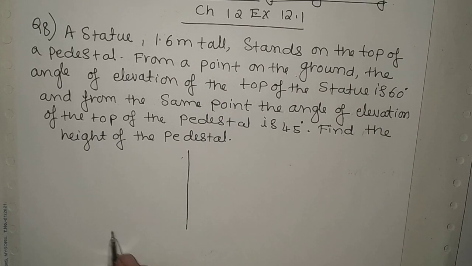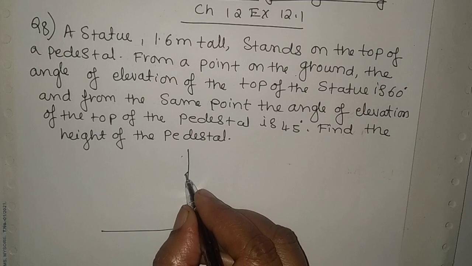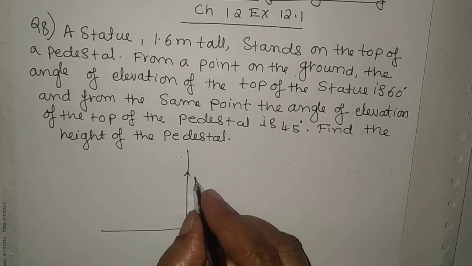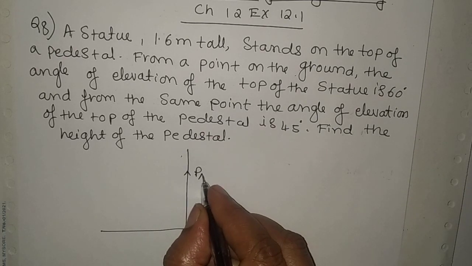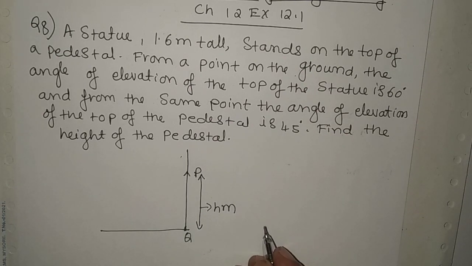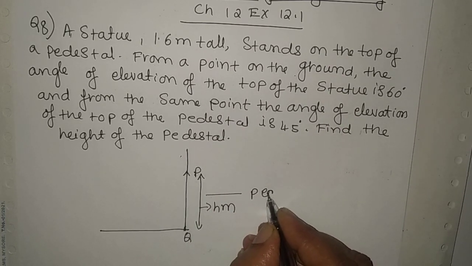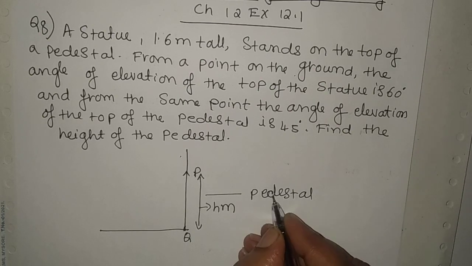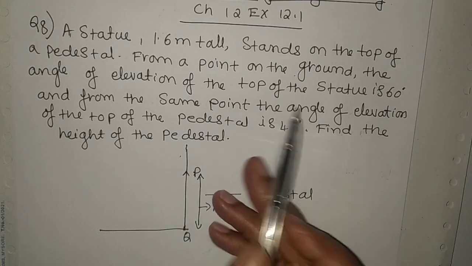It's the diagram. The height of this is the pedestal, somewhere here. This is the pedestal, so this will give PQ. With how much, we don't know, therefore H meters will give. Then this is the pedestal, and this is the height. After this, what is the question?